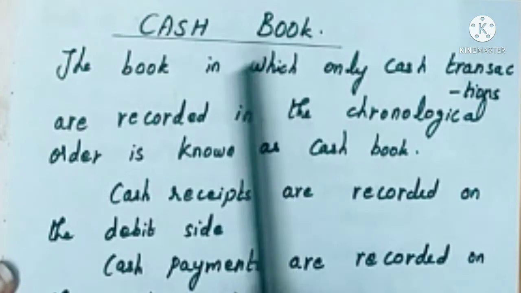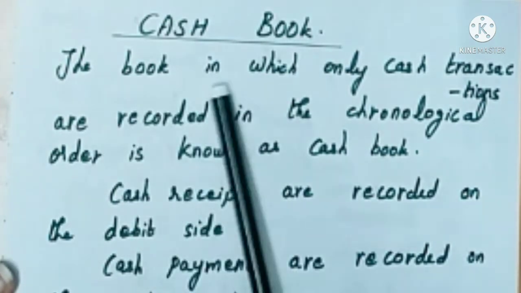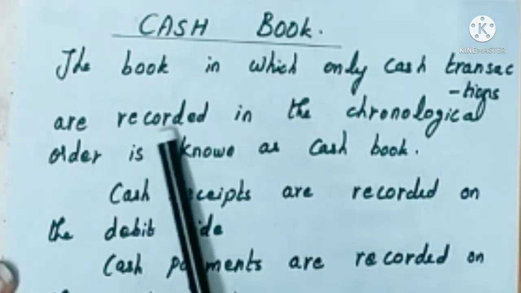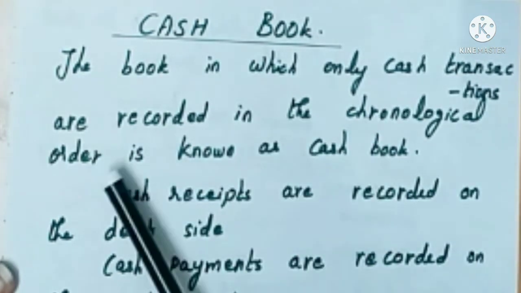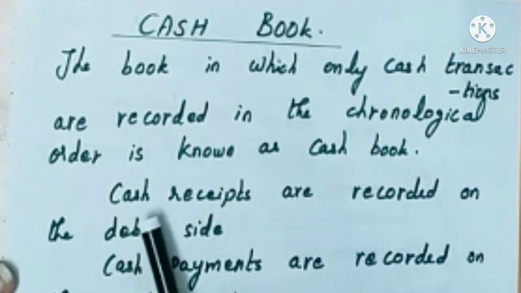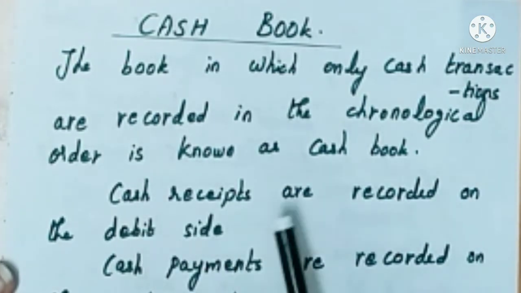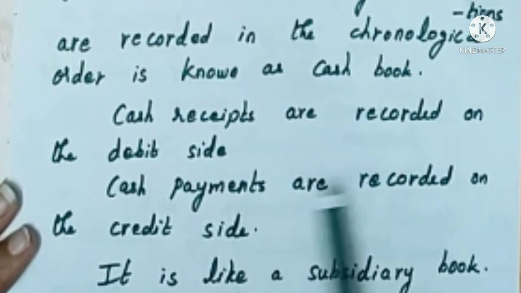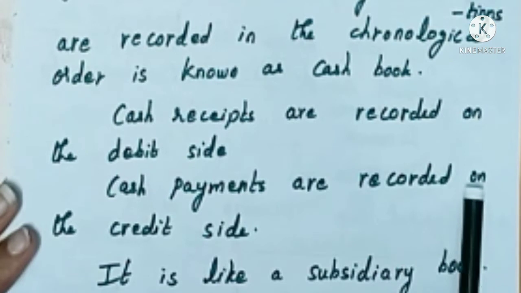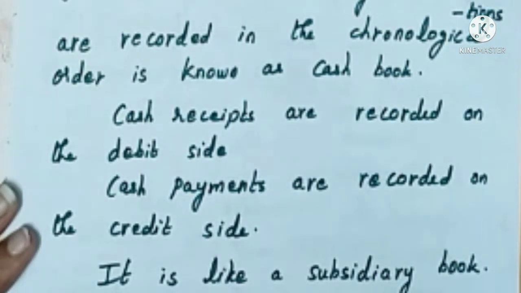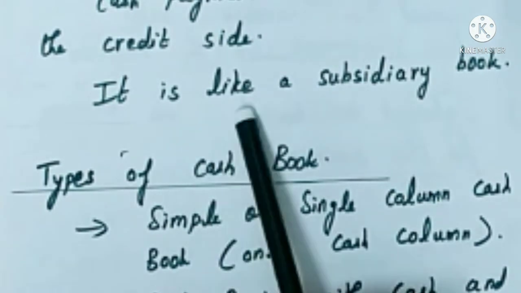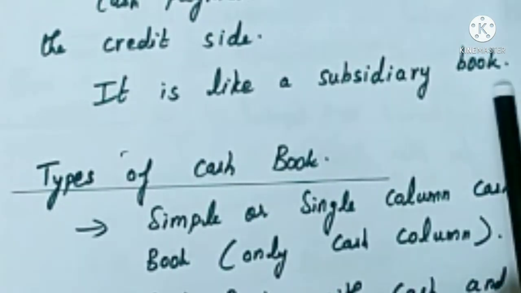Cash Book is a book in which only cash transactions are recorded in chronological order. Cash receipts are recorded on the debit side. Cash payments are recorded on the credit side. Cash book is like a subsidiary book.